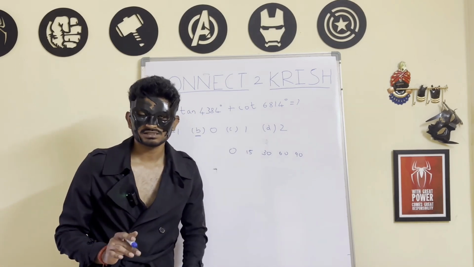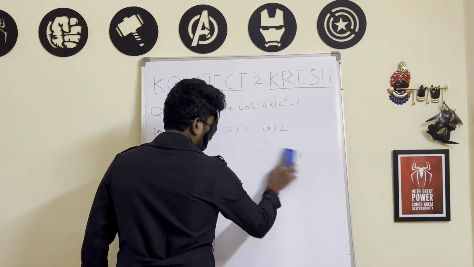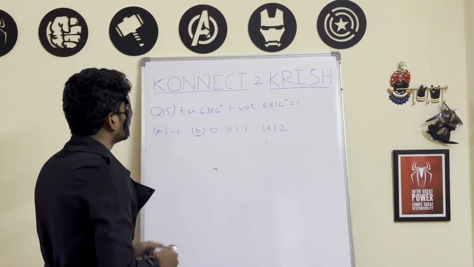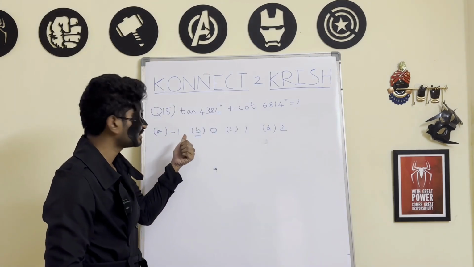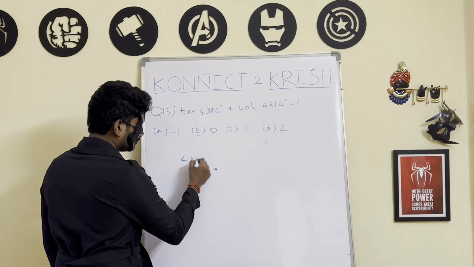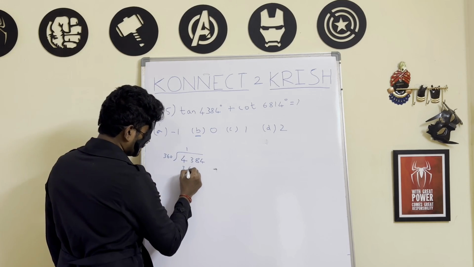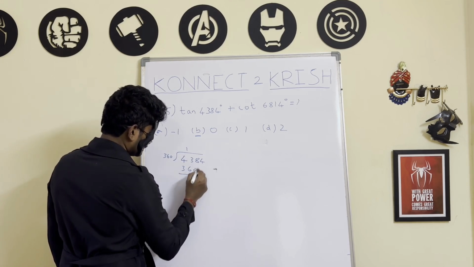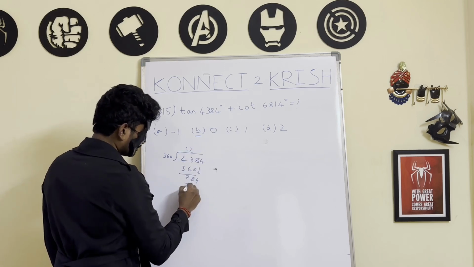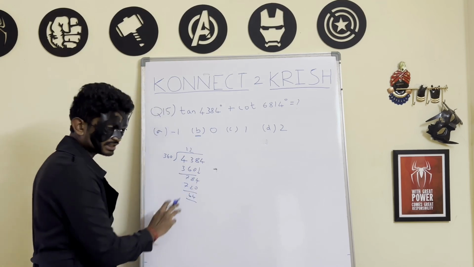But you cannot take risk. If you have time, it is better to solve. So now I will teach you how to solve. So 4384 we will divide by 360. 360 ones are 360, 360 twos are 720. This will leave 64. 64 is the remainder.